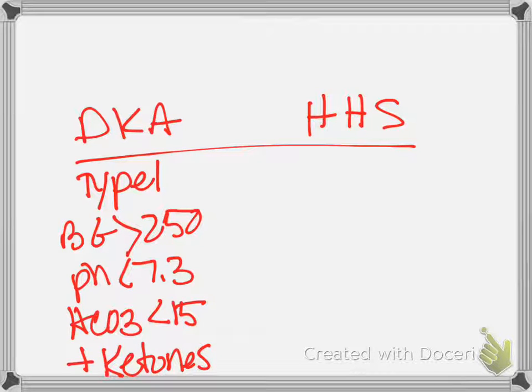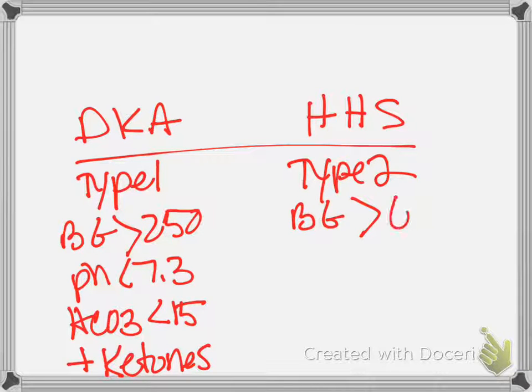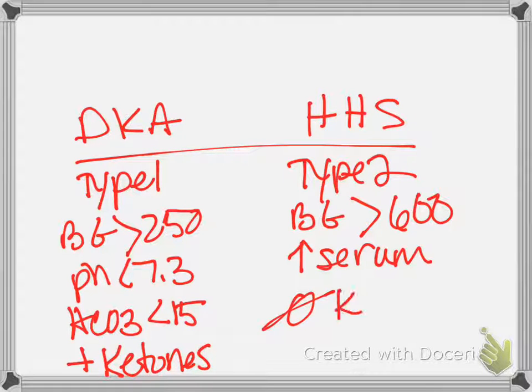Before we talk about HHS, this is going to be for those type 2 diabetics. And type 2 diabetics typically don't go into DKA because they have some amount of circulating insulin that prevents them from going into DKA. But this time you might see this person's blood glucose much higher, so greater than 600. You might see increased serum osmolality. And a lot of times they don't have ketones in their urine, and if they do, it's usually a very small amount, so either none or very small.